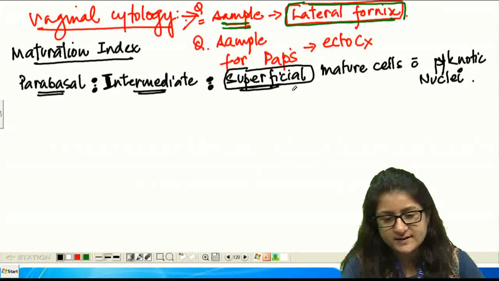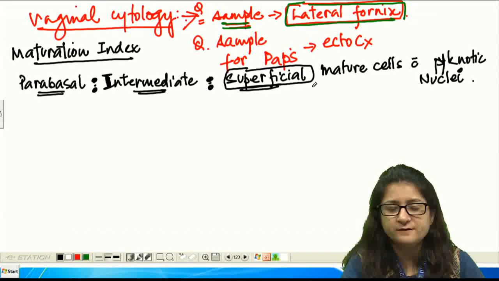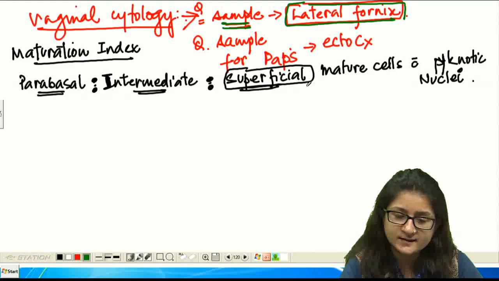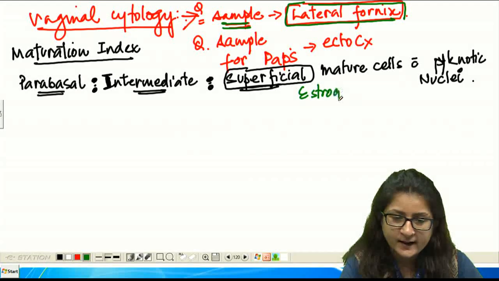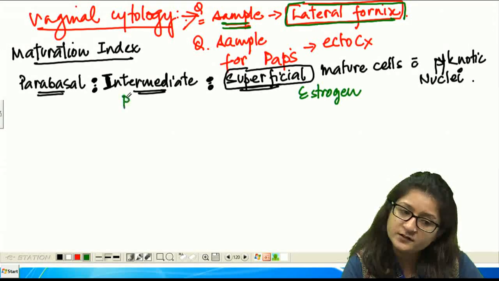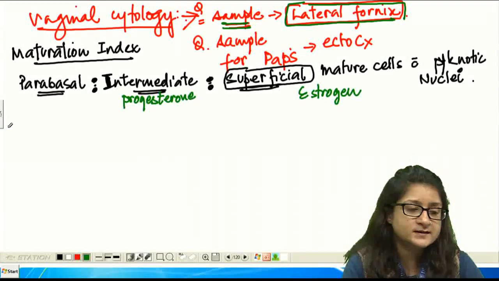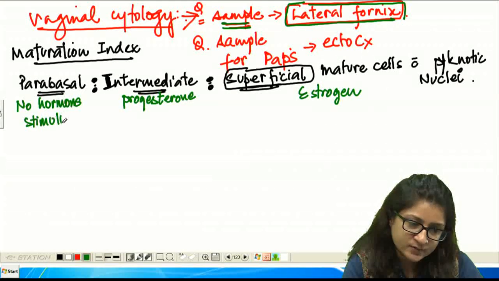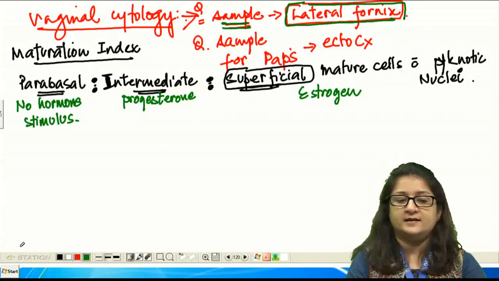Superficial cells are seen in the presence of estrogen. Intermediate cells are seen in the presence of progesterone, and parabasal cells and basal cells are seen in the absence of hormonal stimulus. No hormonal stimulus means parabasal cells are there.